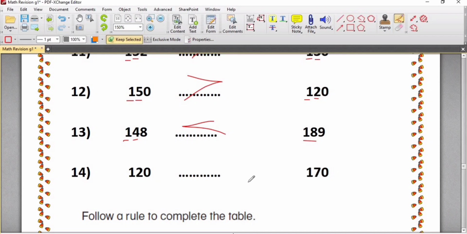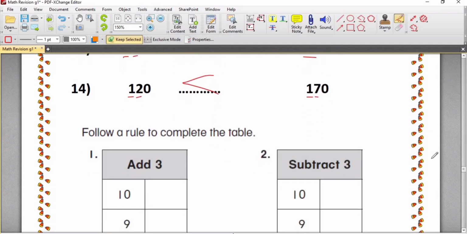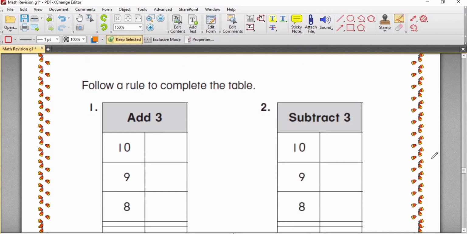Here we have 120. On the other side 170. So which side is bigger? Can you tell me? Okay, let's see together. Which is bigger, 120 or 170? Come on, tell me. Let's see. 1, 1, 2, 7. So 170 is greater than 120. Okay? Super, my dear. Okay, let's continue.